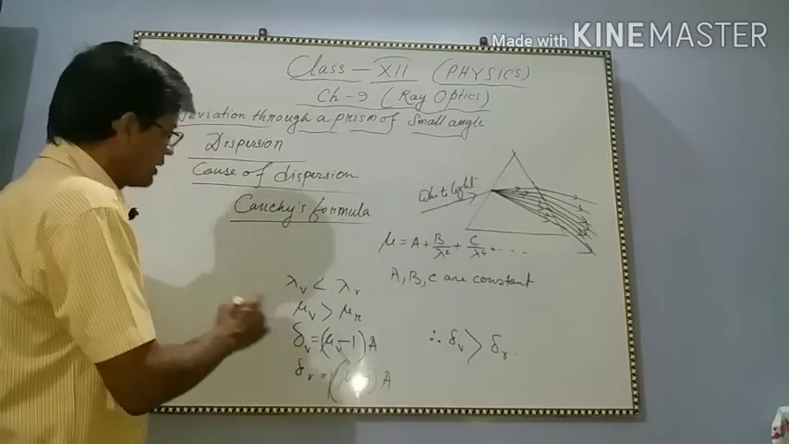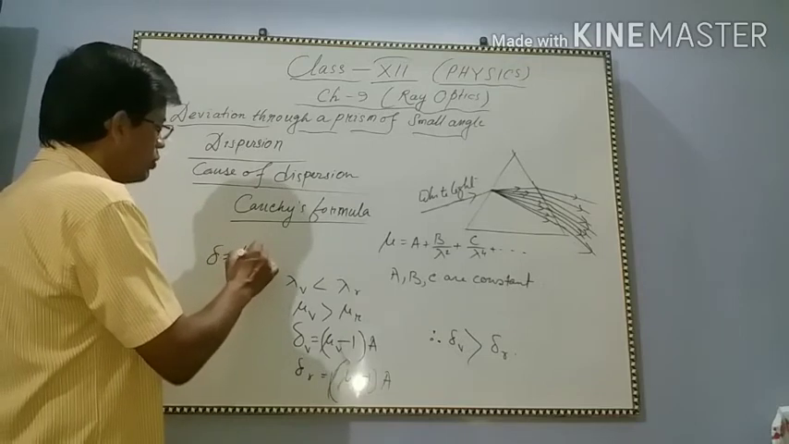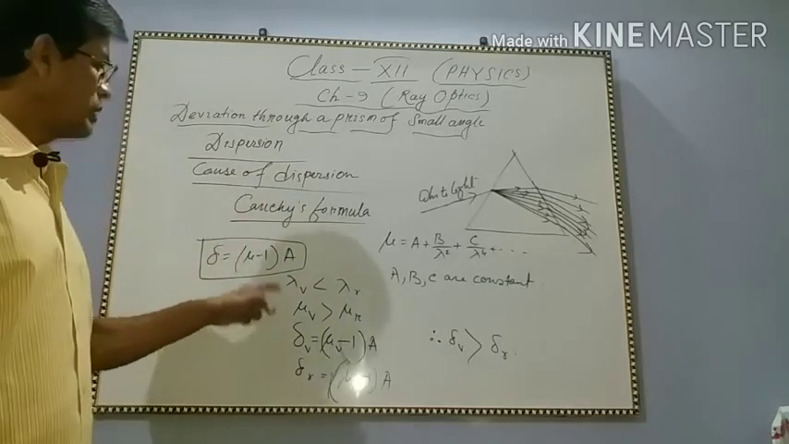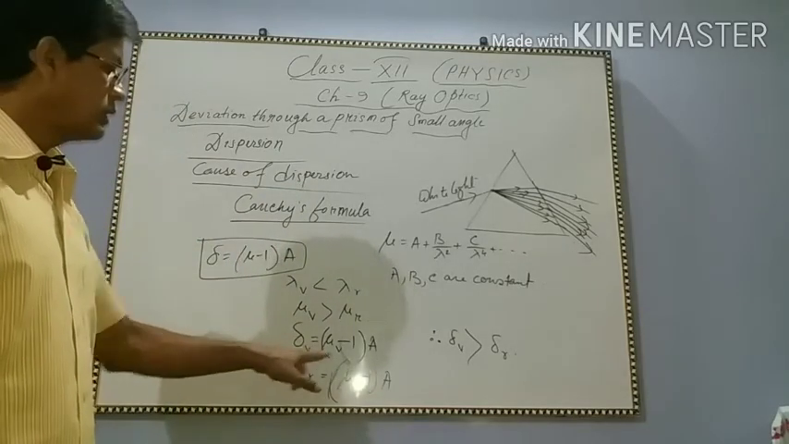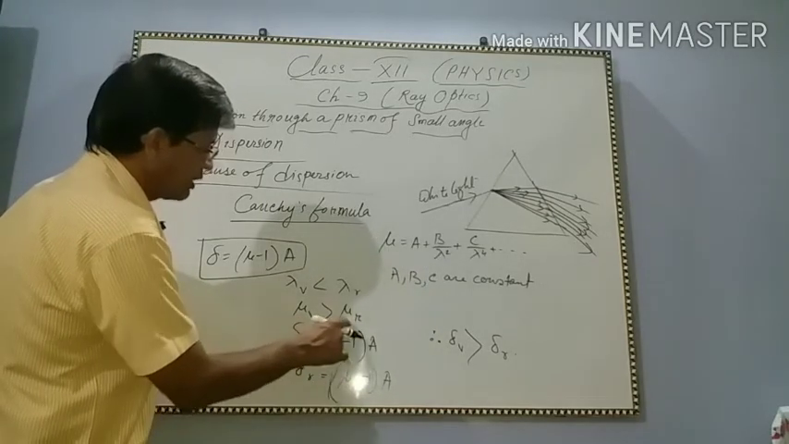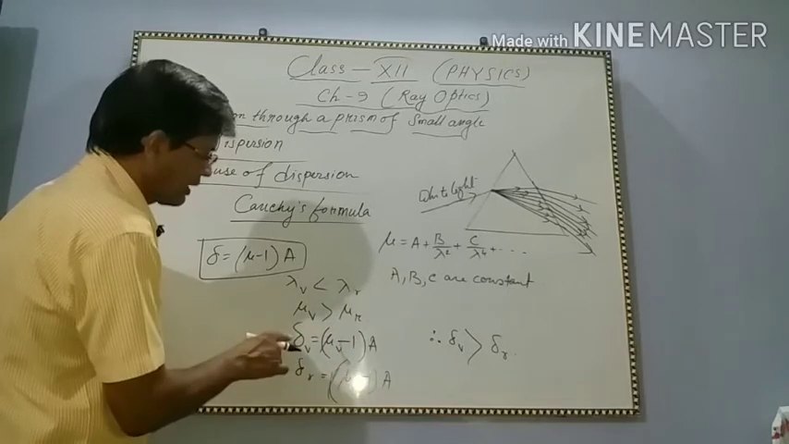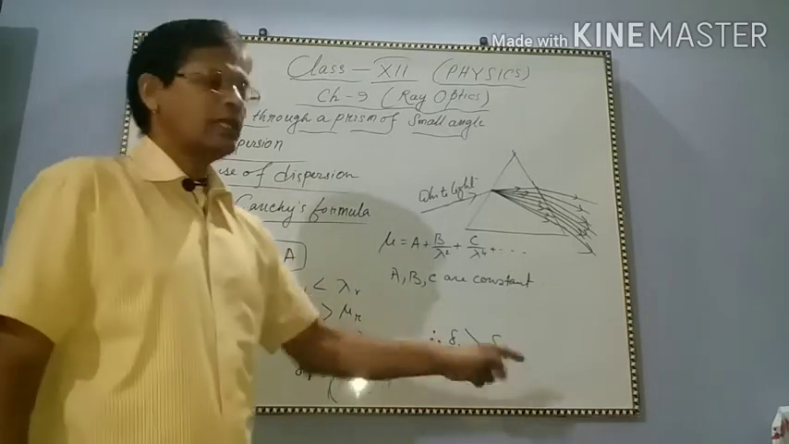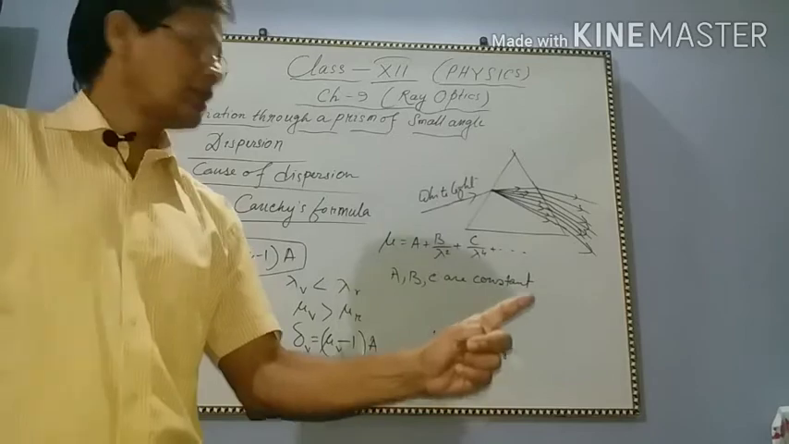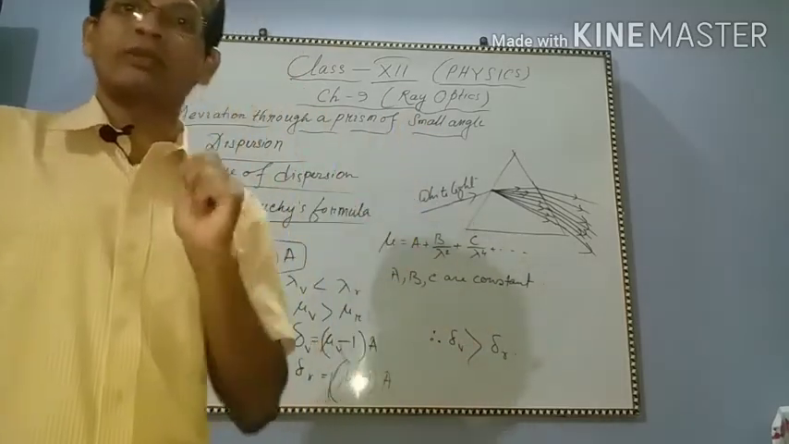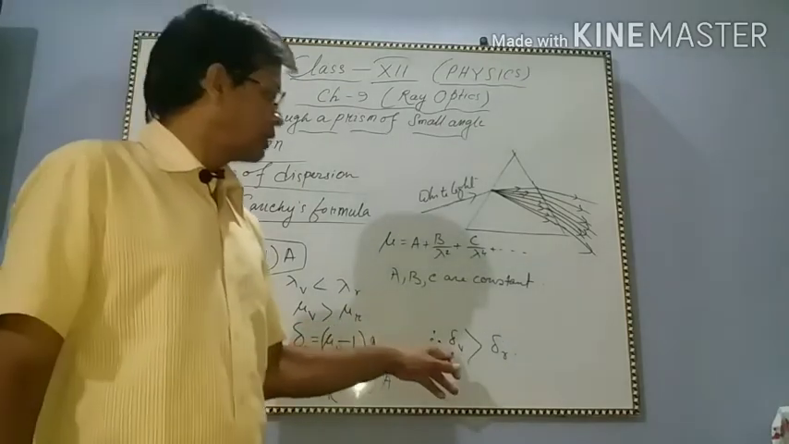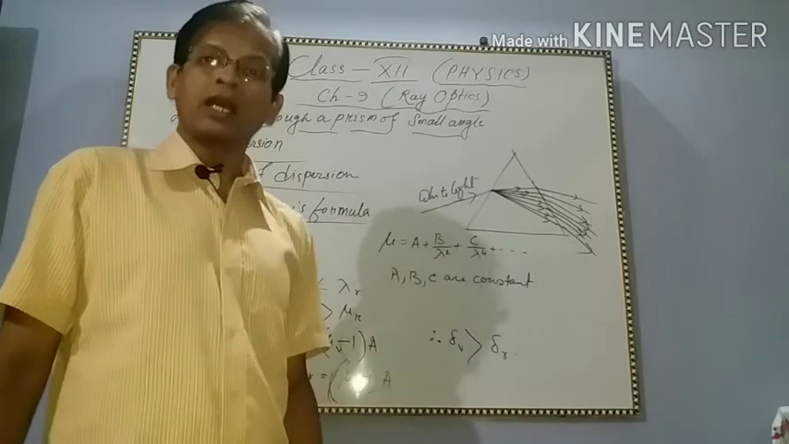Again we have the relation delta equal to mu minus 1 into A, which we just proved. From this relation we can write for violet this, for red this. Now mu V is greater than mu R, so delta V is greater than delta R. So violet has minimum wavelength and maximum deviation, red has maximum wavelength and minimum deviation, and the other colors will deviate through angles in between delta V and delta R.